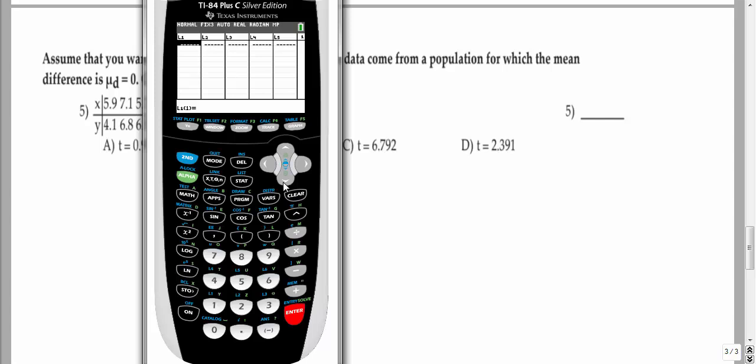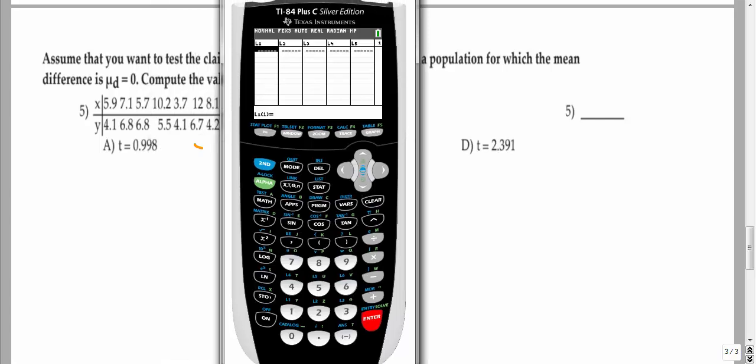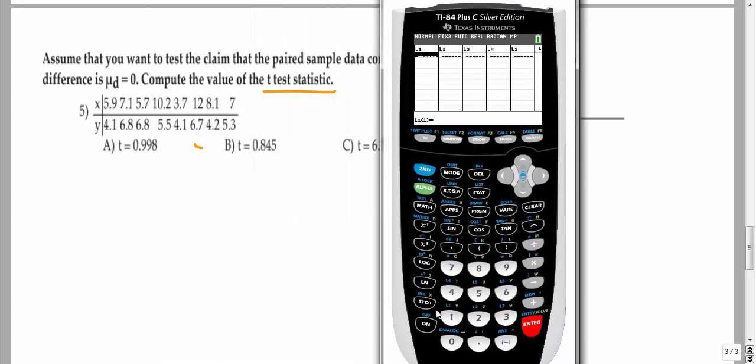Okay, so let's enter the data from the first row. So I have 5.9, 7.1, 5.7, 10.2, 3.7, 12, 8.1, and 7. So those are your x values.